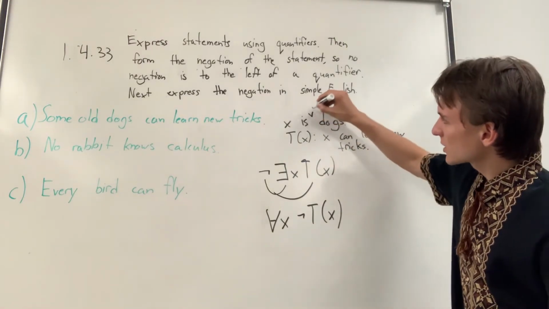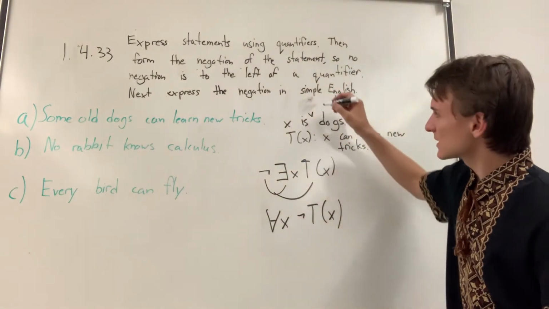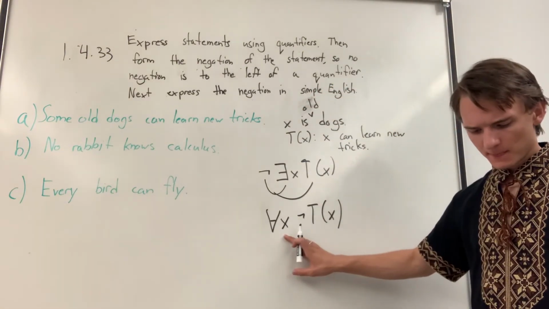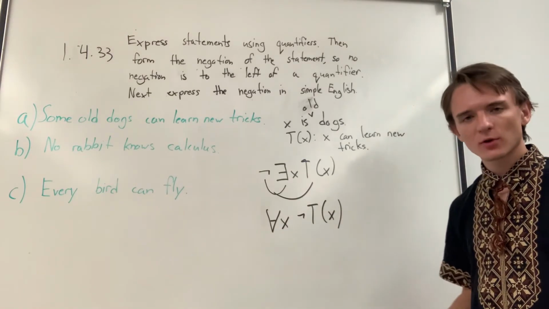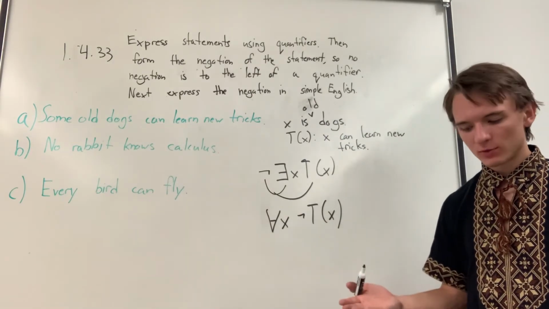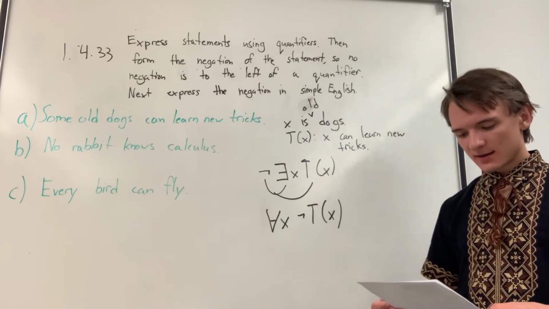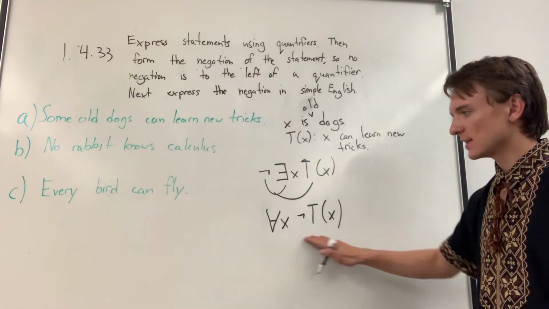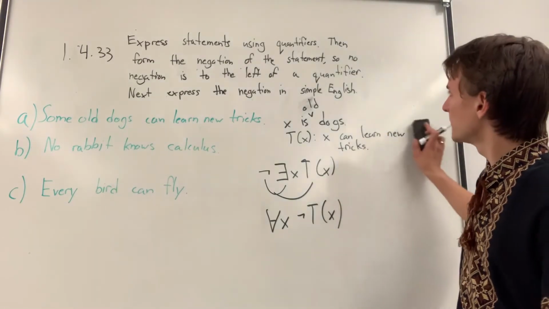So our domain would be old dogs. Hopefully that still made sense though. Our domain is old dogs. Every old dog is unable to learn new tricks. Colloquially, like how a normal person would say it, no old dogs can learn new tricks. There are many ways to express this in English. Those are just three of them. All right, let's go on to the next problem.